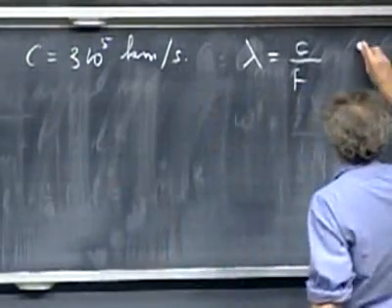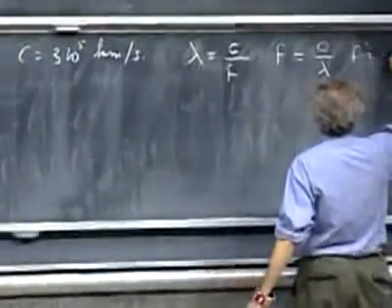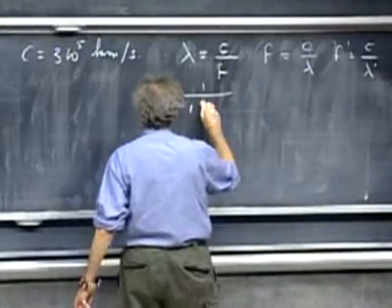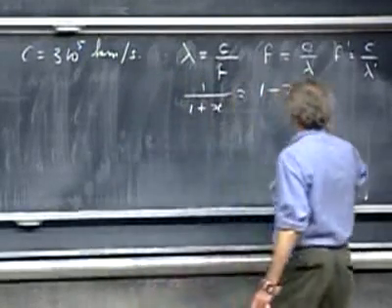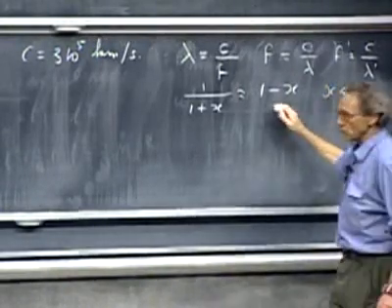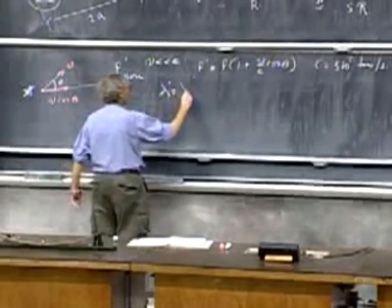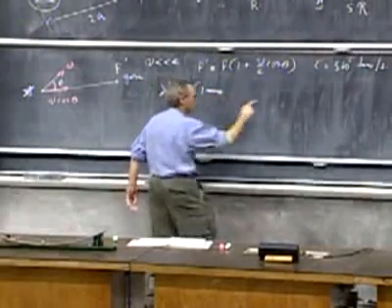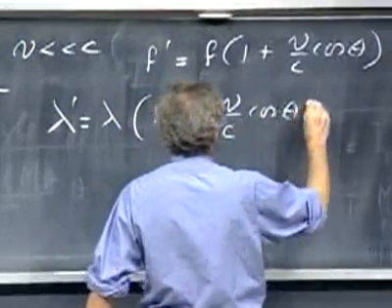So we can substitute in that equation f equals c divided by lambda, and f prime equals c divided by lambda prime. When we do that, and we also make use of this approximation, that 1 divided by 1 plus x is approximately 1 minus x, as long as x is much, much smaller than 1. This is the first order term in the Taylor expansion. Then you can find that now lambda prime becomes lambda times 1 minus, the plus changes to a minus sign, for that reason, times v divided by c times cosine theta.